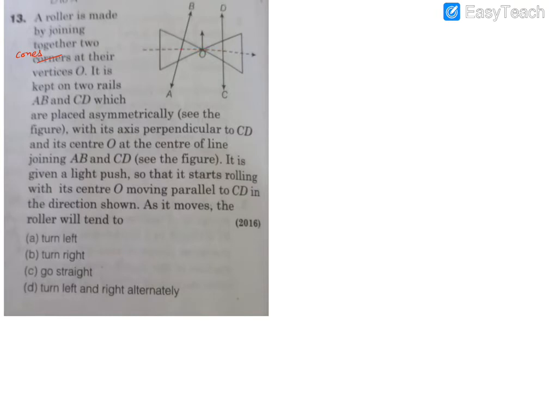Let's consider this point to be E, this point to be F, this O point is going to be at center initially. When it goes, then asymmetry will prevail. It is slightly pushed so that it keeps on rolling, and this rolling is parallel to CD, so that is the direction of rolling that has been given to us. We need to find, as it moves forward, what happens to this, whether it will turn towards left, towards right, or will go straight, or will keep on turning alternatively.